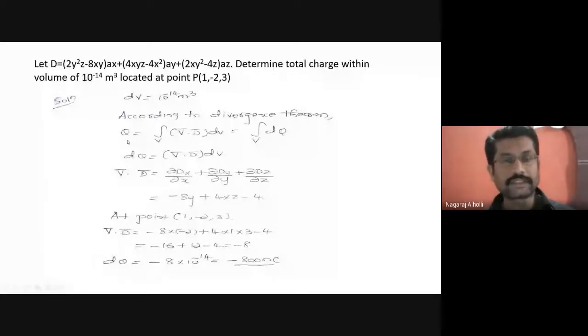The total charge is nothing but the volume integral of del dot D bar with respect to dv. This is as good as the volume integral of dq. Both are volume integrals with respect to dv, so I can equate them. Hence dq is equal to del dot D bar dv.